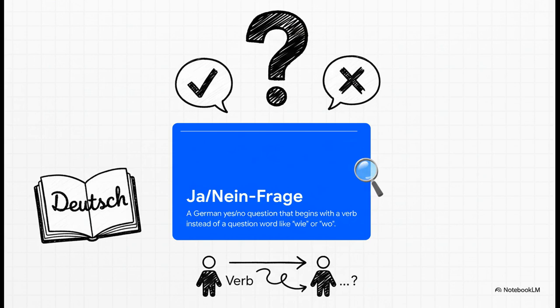You know, one thing I love about German is how logical the names for things are. And this is a perfect example. This kind of question is called a Ja/Nein-Frage, literally a yes/no question. Why? Well, because it's a question you can answer with, you guessed it, yes or no. And the dead giveaway, it always starts with the verb.